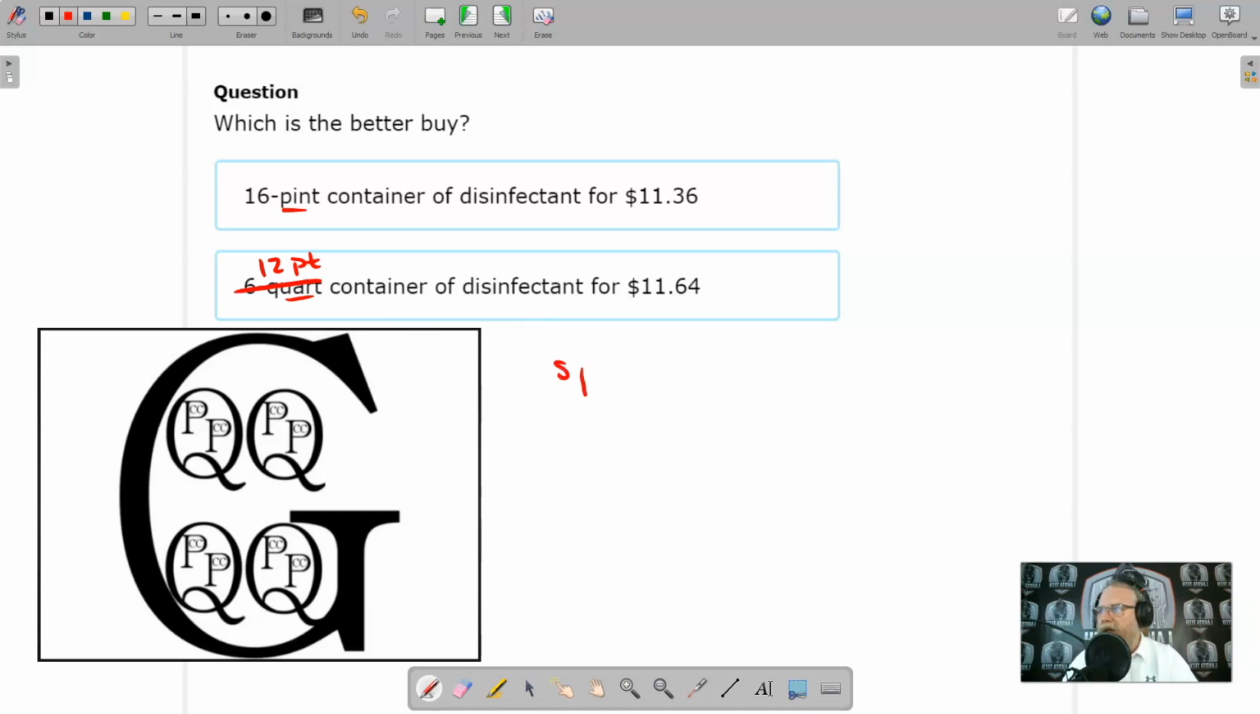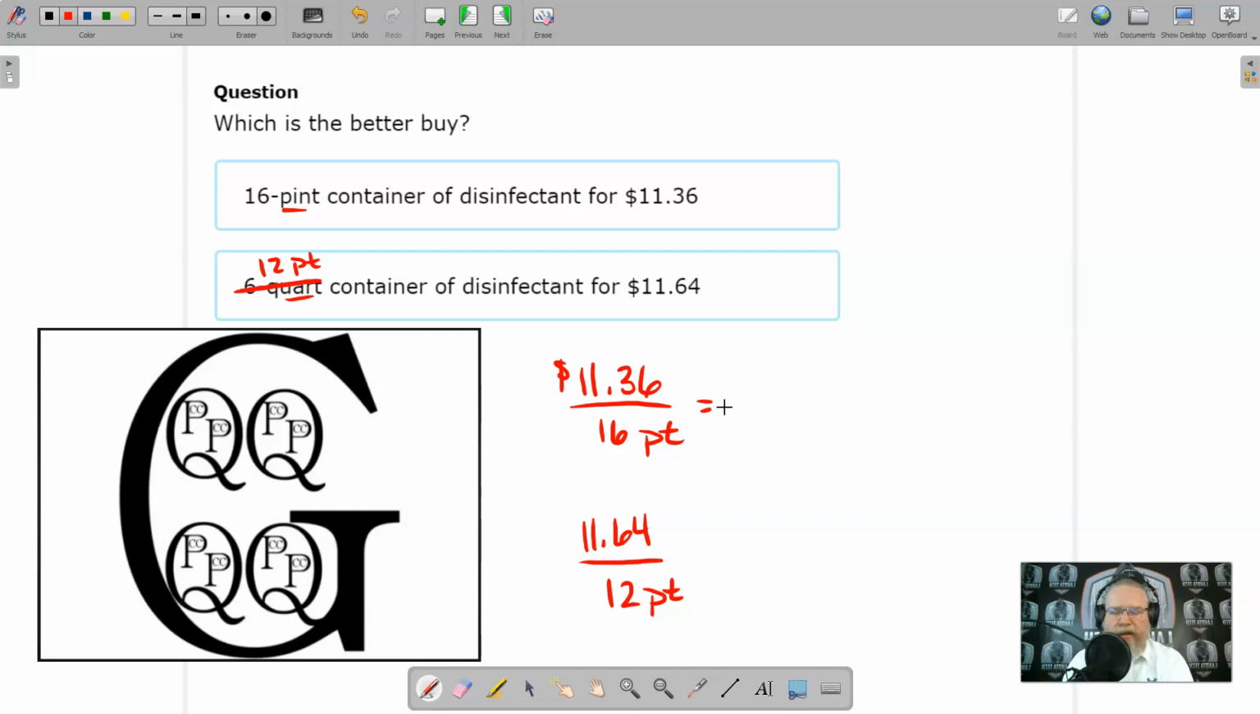So for $11.36, we can get 16 pints. And the other one we're going to compare that to is $11.64 for 12 pints. So I'm guessing that the first one's going to be cheaper because we have more pints, right? And I'll put PT for pints. There we go. So with that said, let's go ahead and do our calculations here.